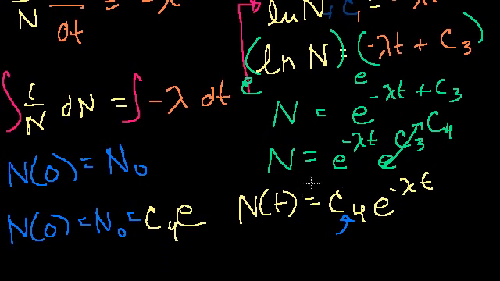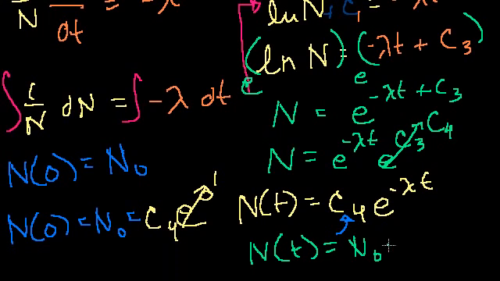Well, minus anything times 0 is 0, so it's e to the 0. So that's just 1. So c4 is equal to n naught, our starting amount for the sample. So we've actually got an expression. We have the number of particles, or the amount, as a function of t, is equal to the amount that we start off with at time equals 0, times e to the minus lambda times time.